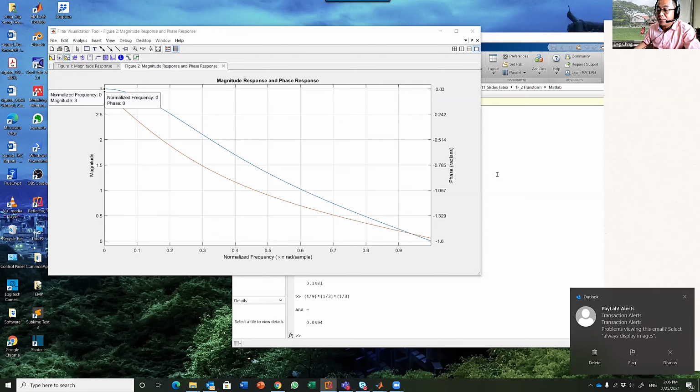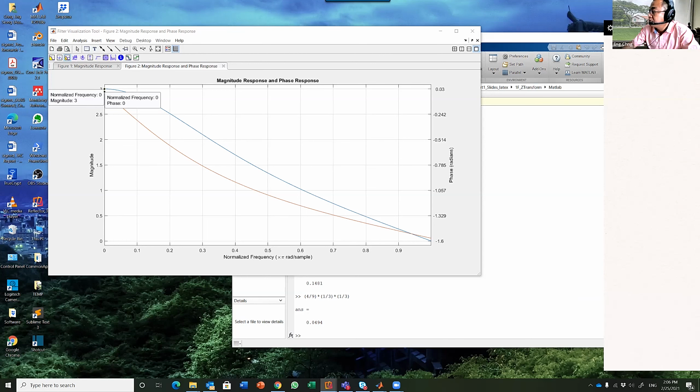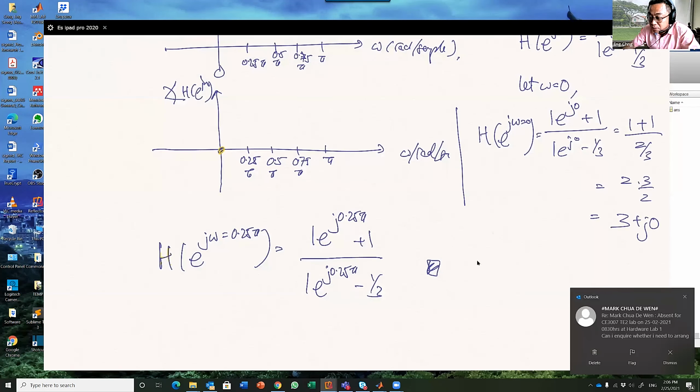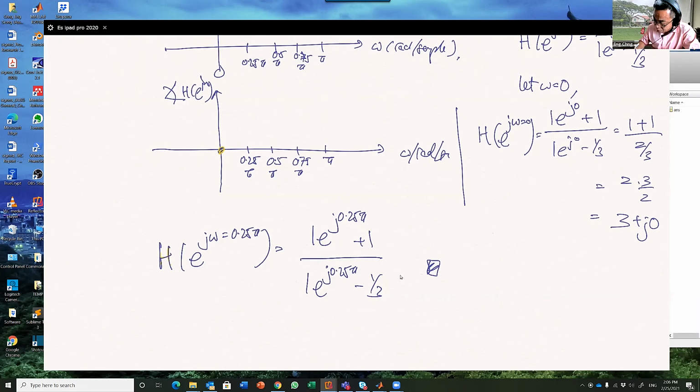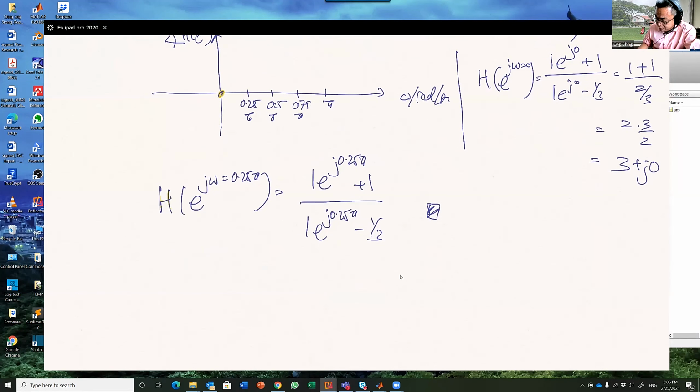Now, a lot of students cannot figure out how to do this. So what you must do is the top becomes a rectangular number. The bottom becomes a rectangular number. And then you can add. And then after that, you must convert it to a polar number, and then you can divide. Okay, that's why it's very, very painful.